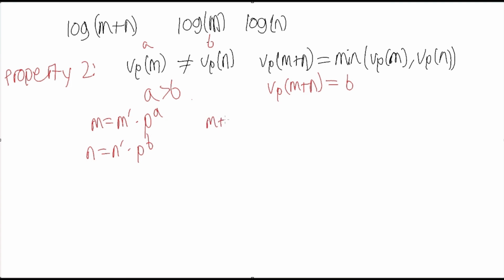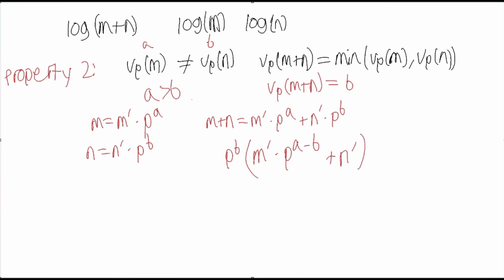Then m plus n, if we just plug and chug, we get m prime times p to the a plus n prime times p to the b. And we want to show that this has nu p equal to b. So let's go ahead and take out the p to the b from both sides. So this becomes p to the b, so that's our exponent, times m prime times p to the a minus b plus n prime. And we have our exponent of b here, so we want to prove that this is not divisible by p.